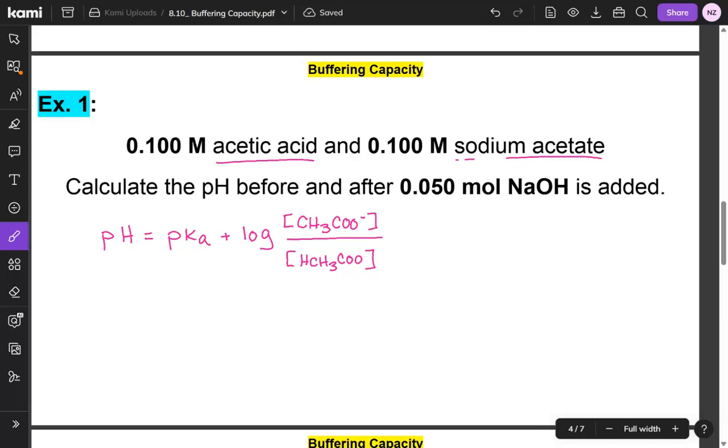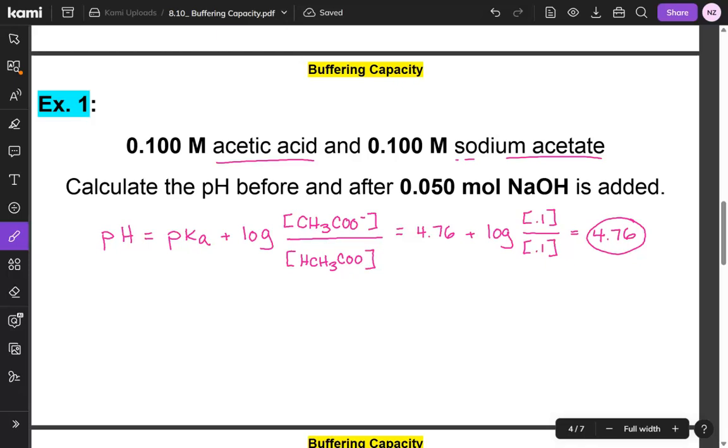Okay, we're going to need the pKa value for our acid here, which is 4.76. And we're going to plug in log, and we have 0.1 over 0.1. So we plug this into our calculator, and we get 4.76. Okay, so that would be before.